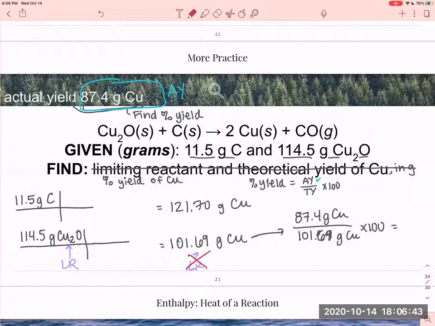So if you have questions right now and you're like, what about this? Or I did not get these numbers. What is she doing? Pause. Ask me for help. Text me. My final answer is 85.9% yield of my copper.